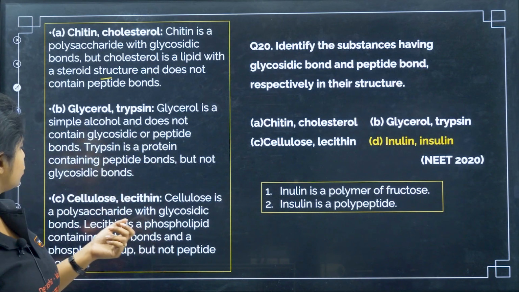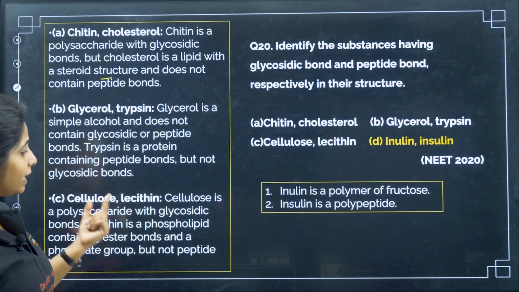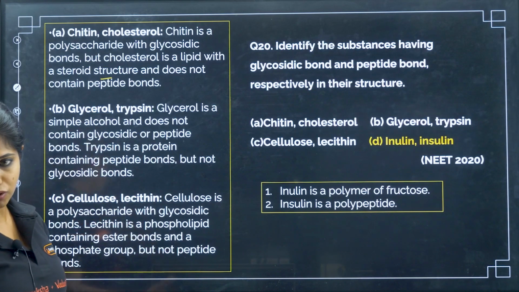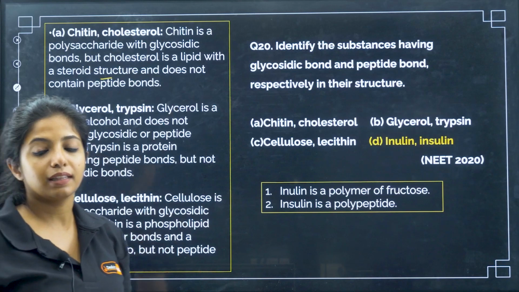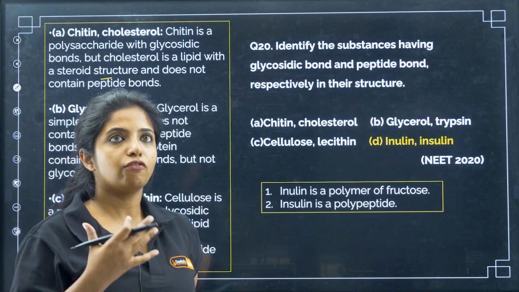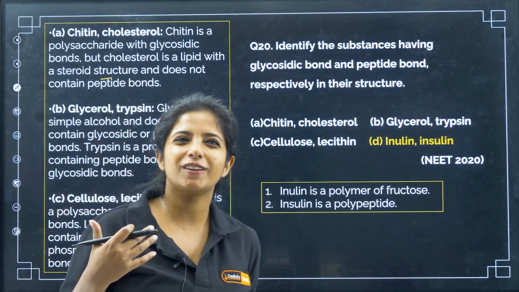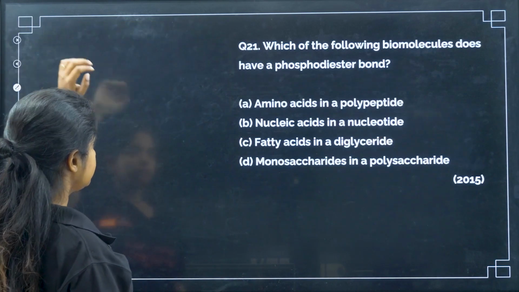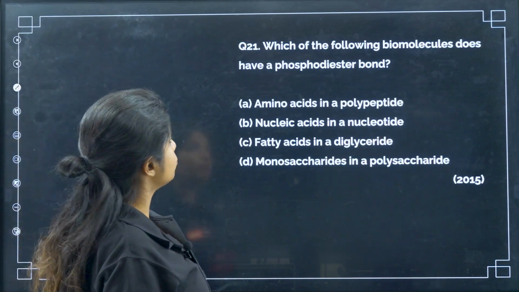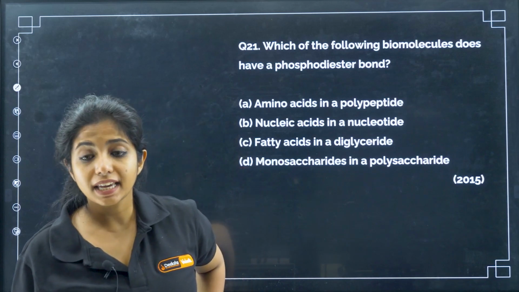Cellulose and lecithin. Cellulose is what? A polysaccharide with glycosidic bonds. Lecithin is a phospholipid containing ester bonds. So lipids have ester bonds. Always remember that. Whatever you see lipids, they have ester bonds. Proteins have peptide bonds, and sugar has glycosidic bonds. Cool? Cool, ma'am. Now, which of the following biomolecules does have a phosphodiester bond?